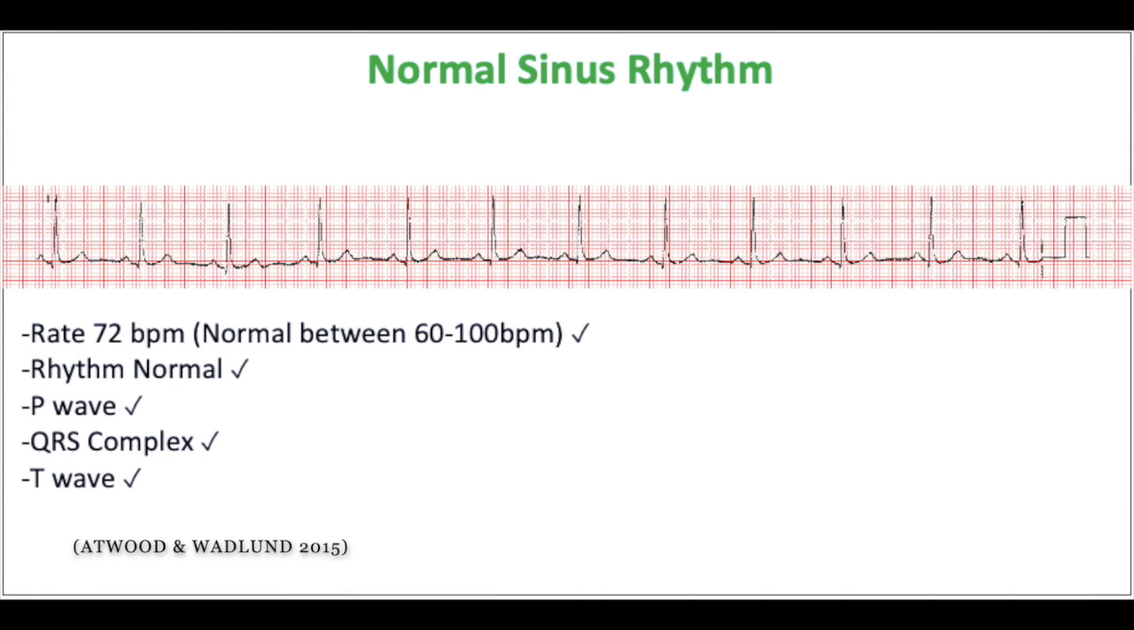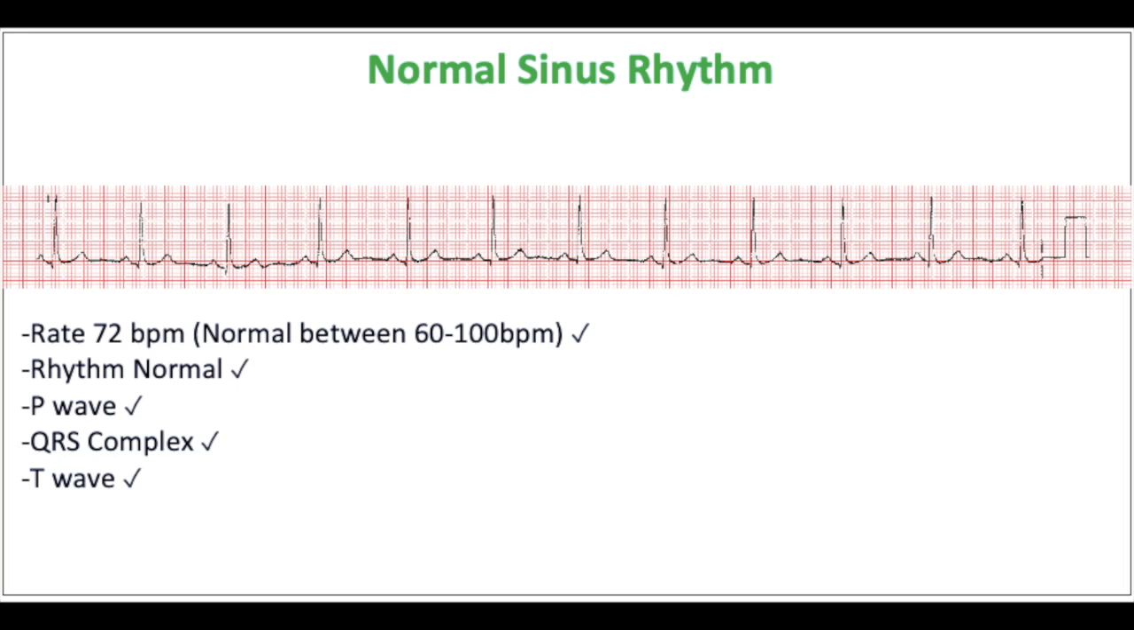Let's have a look at what we've interpreted and bring everything together. The rate is 72 beats per minute, which is normal as it is within the range of 60 to 100 beats per minute. The rhythm is normal as R waves are evenly spaced. The P wave is present. The QRS complex is present and narrow, and the T wave is present. Therefore, this ECG represents normal sinus rhythm.